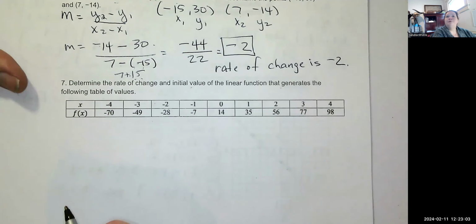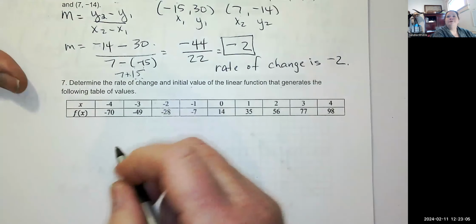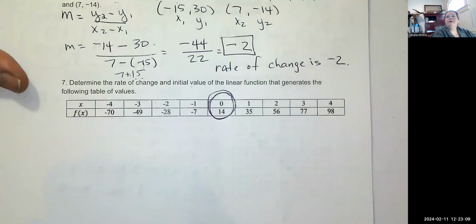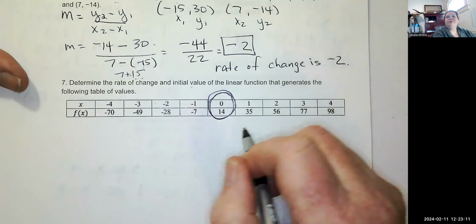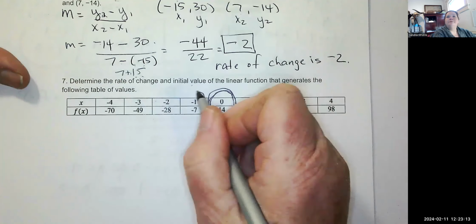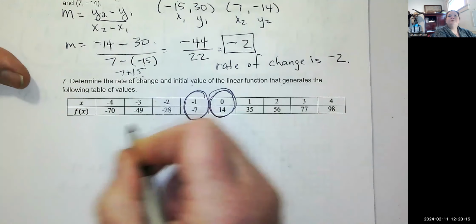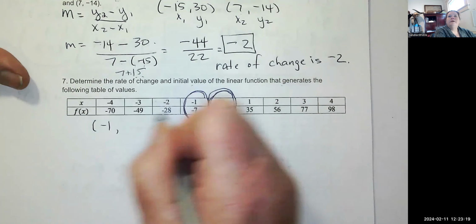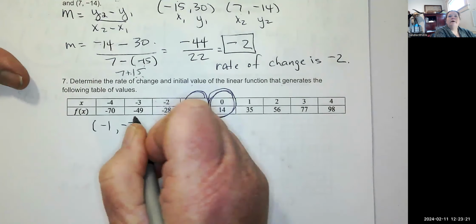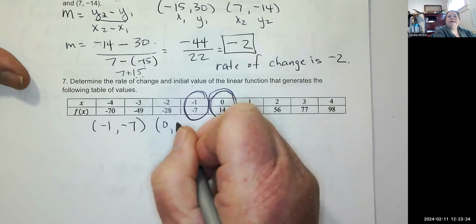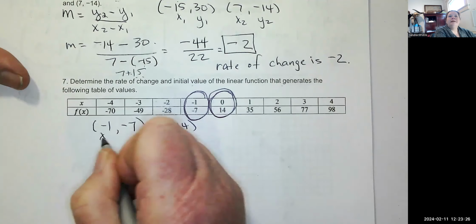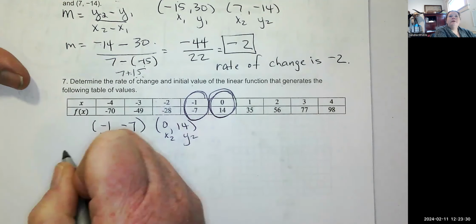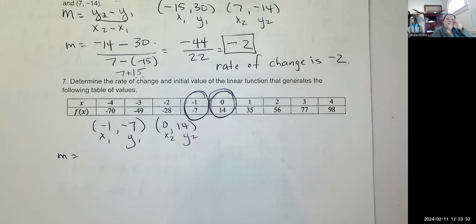Okay, we just need to have 2 points from here. It doesn't matter which ones we use. I always like anything with a 0 in it. That always makes me happy. And let's just go with something simple, we can use one that has negative numbers. So these will be my two numbers. My X value is -1 and -7 is my Y, and then 0, 14 for my other point. I'm just going to label these real quick, X1, Y1, X2, Y2, and then I can find my rate of change.